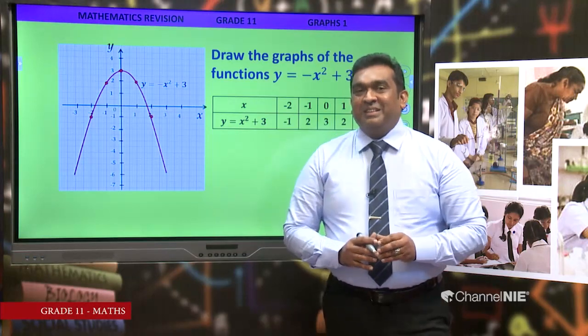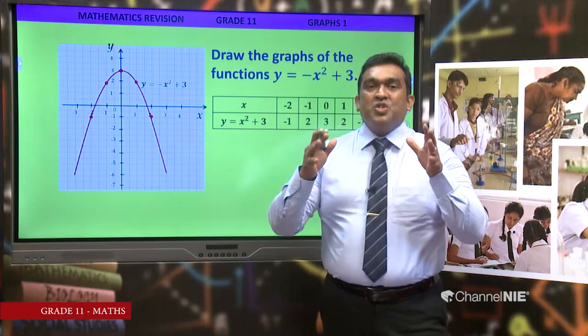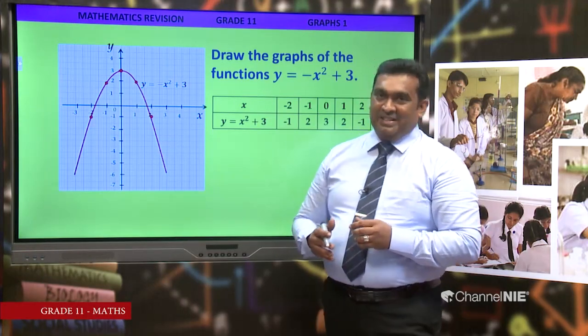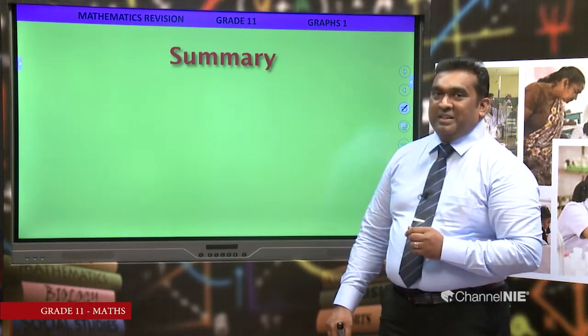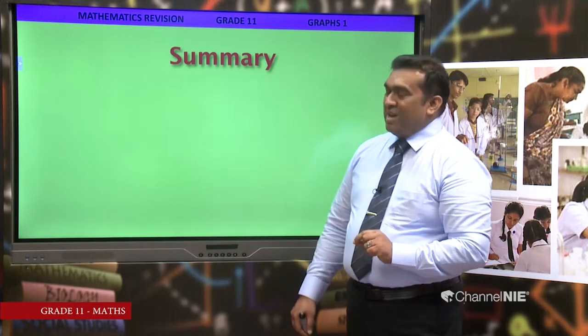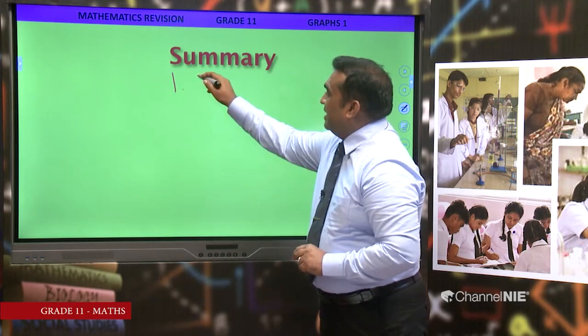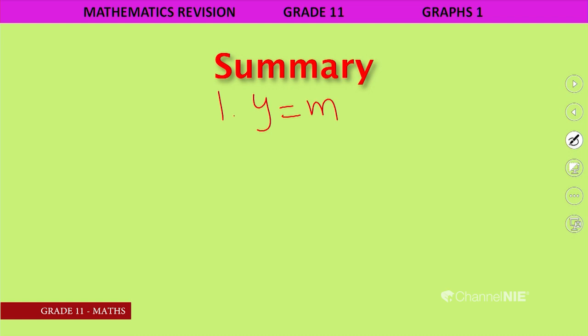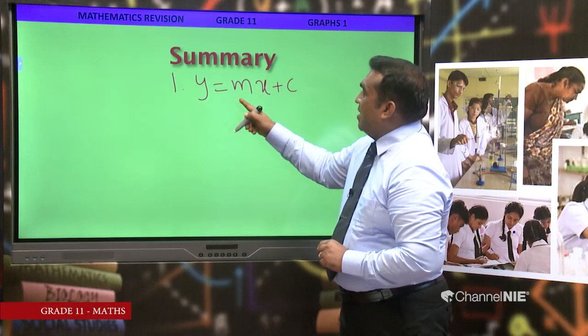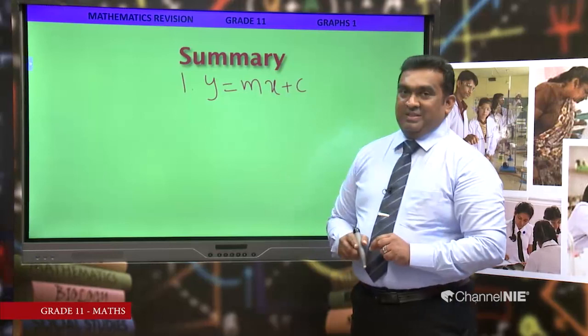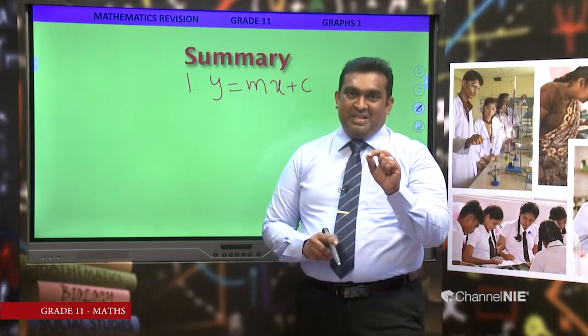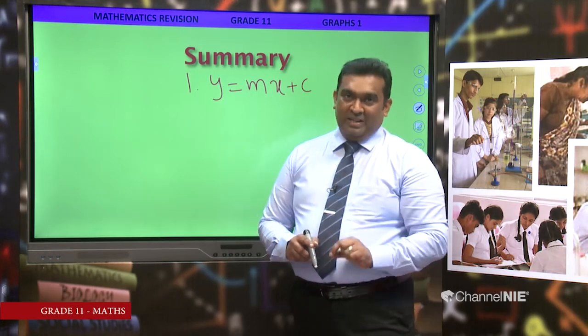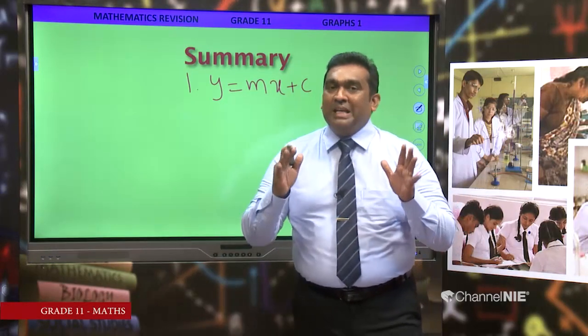Now we have to consider the summary of the lesson. What are the essential learning concepts of this lesson, right? Summary. Straight lines. What is the general equation of a straight line? Y equals mx plus c. What is the gradient? Gradient is m. How to define the gradient? Gradient is the coefficient of x when the coefficient of y is 1. Here if you have 2y, divide the whole equation by 2.